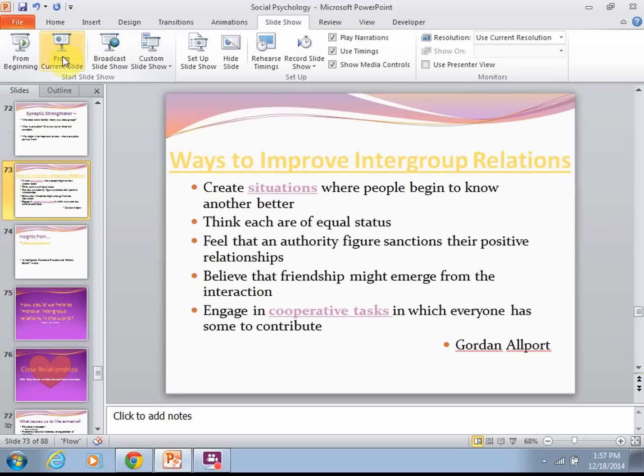Now let's think about these two things that I just talked about. Why would an authority figure telling you that you're going to have a positive relationship help to improve intergroup relations? Are you thinking about it? Of course, you have to go back to Milgram, right? The Milgram experiment here. All right, next question for you. How could knowing that a friendship could come out of this help to improve intergroup relations?